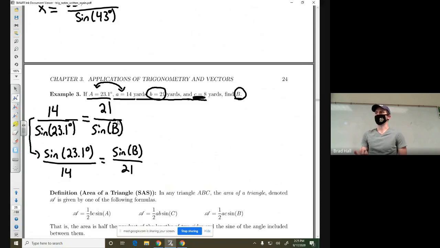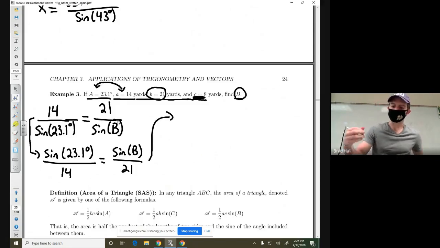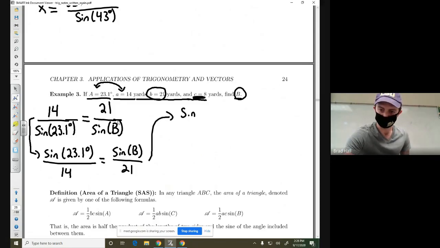And the reason why is now the variable expression is in the numerator and it's going to be by itself after we do one more thing. After we multiply times 21 with sines, and we do one more thing. Because it wouldn't be b by itself, you've got to do the sine. So if anything, getting sine of b by itself is just a matter of multiplying by 21.